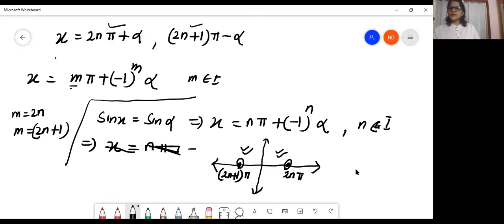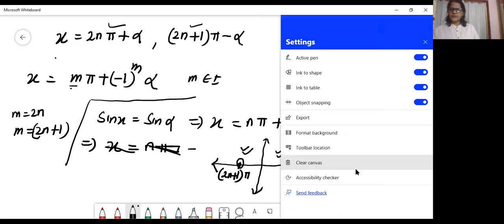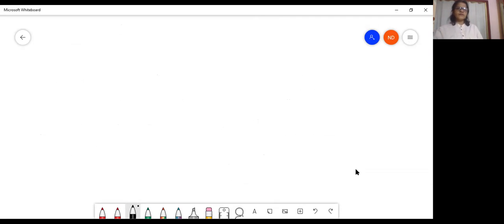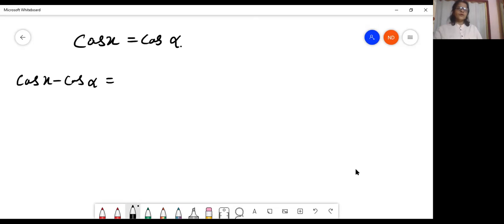Okay, so let me just take you to cosine and I will tell you the trick there. And now you know how to solve it. Suppose, for example, cos x equal to cos alpha, angles having the same cosine. To solve it, you can do like this. Cos x minus cos alpha equal to 0. Then, the way we have done in the previous case, it is like this: minus 2 sin of (x plus alpha) by 2 into sin of (x minus alpha) by 2 equal to 0.